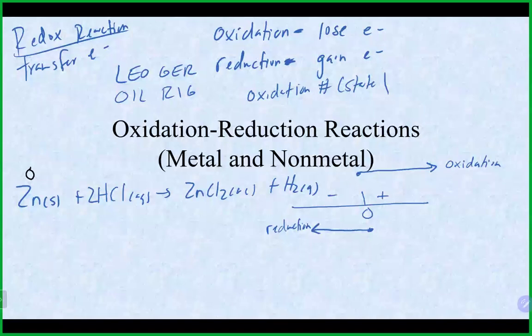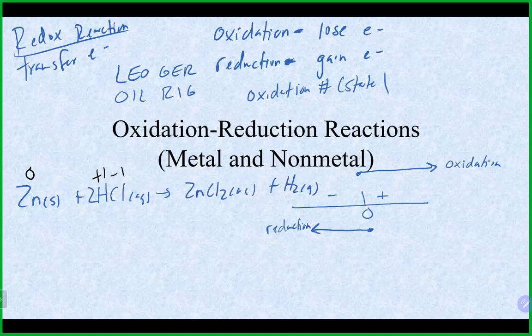Hydrogen chloride or hydrochloric acid is +1 and -1. On the right-hand side, our zinc is now hooked up with the chloride, and now it will have its normal charge of +2, and chloride would be -1. And now we have the hydrogen all by itself, which means that is naturally how it comes uncombined, so it would have a zero oxidation state. First off, any questions on assigning those things there?